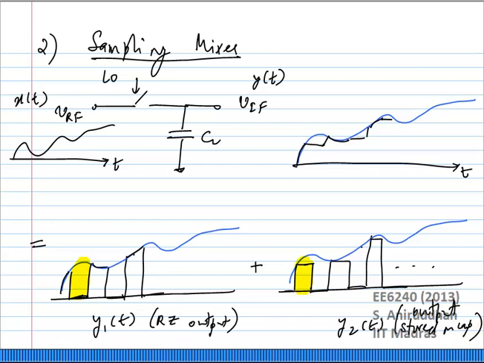So now we need to calculate exactly what y of t is. y of t is y1 of t plus y2 of t. So we'll calculate y1 of t and y2 of t separately. We already know y1 of t is the same as before. We expect a conversion gain at the IF port of 1 over pi.